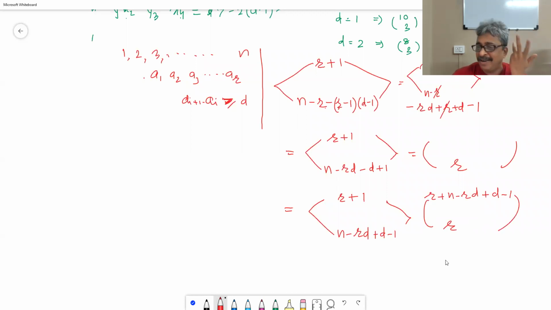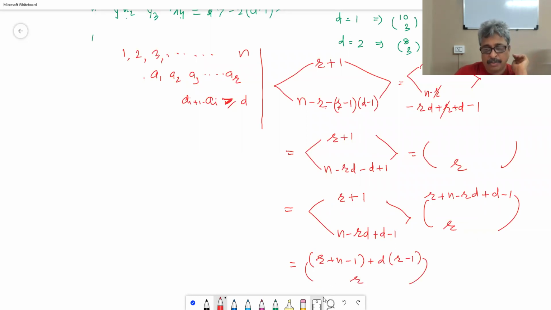Is this correct? I don't know. My knowledge is very old knowledge. Your knowledge is very, very new. So r plus n minus 1 minus d inside bracket, or plus d inside bracket, or minus 1, choose r.